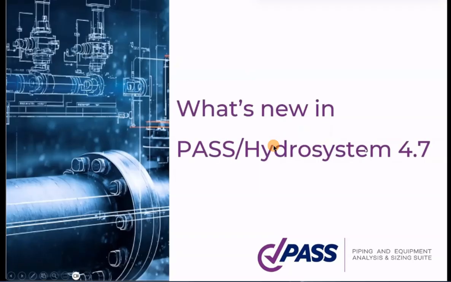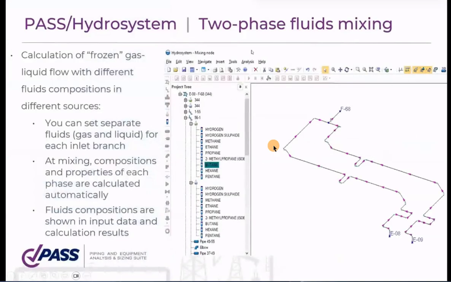And let's talk about what is new in HYDROSYSTEM, post HYDROSYSTEM version 4.7. We have a lot of new features, and the first of them is that we now have a function of calculating mixing of two-phase fluids in one piping system with different compositions. As you may have heard, in the previous version 4.6 we added the capability to calculate mixing of different fluids with different compositions, but only for single phase flow, for liquids and for gas flow. And now in HYDROSYSTEM 4.7, we have the same feature for two-phase gas-liquid flow.